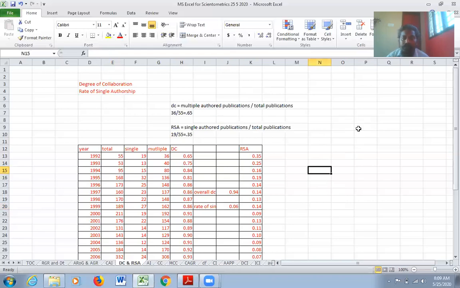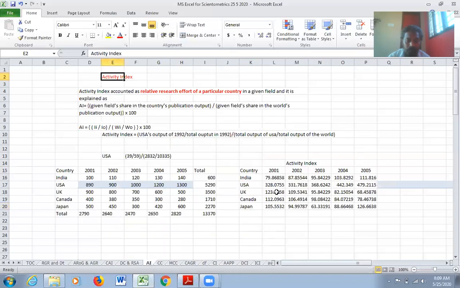This is how we can calculate degree of collaboration and rate of single authorship. Let me go to the next one, called activity index. It tells you the relative research effort of a particular country in a given field. When you are comparing your output with the world output, what is your contribution? That's what is given by the activity index.